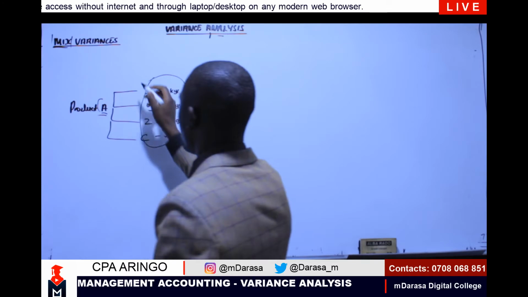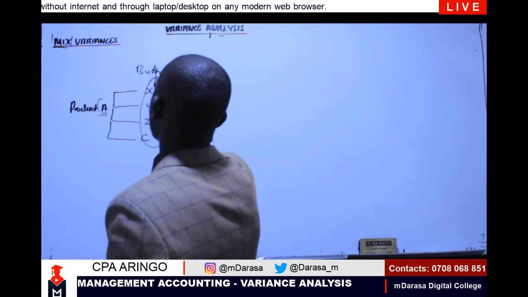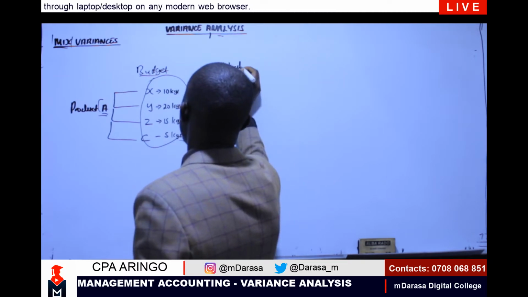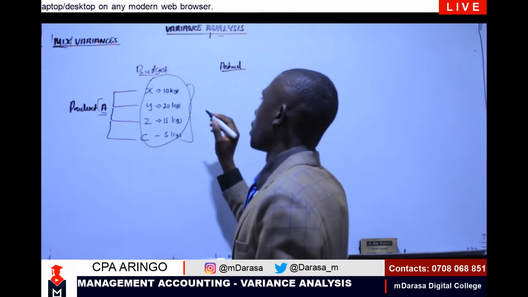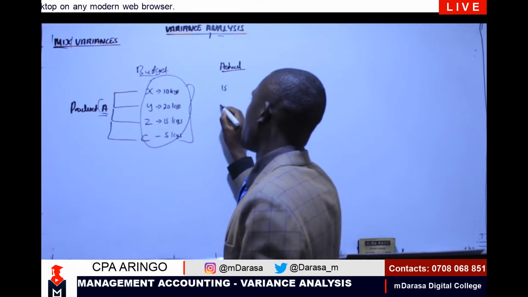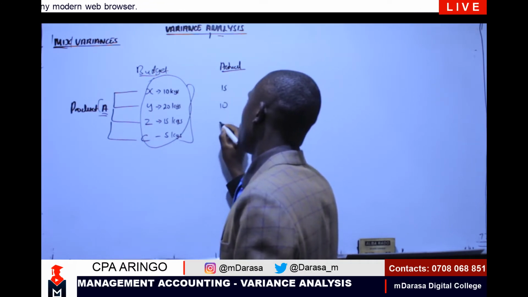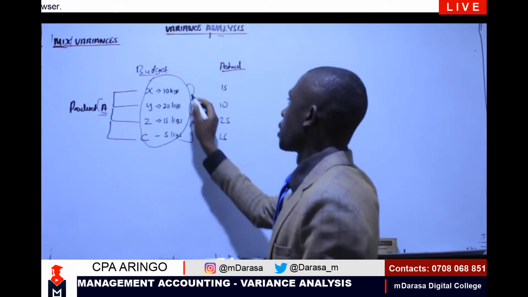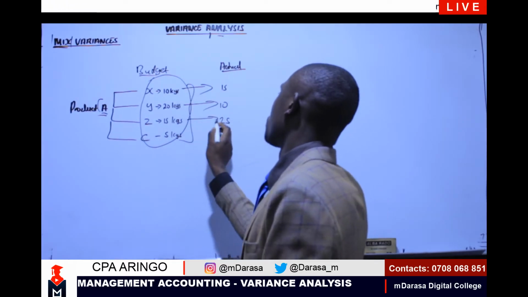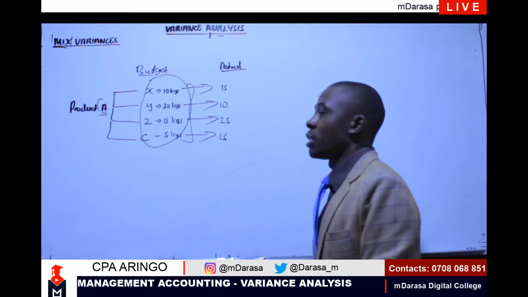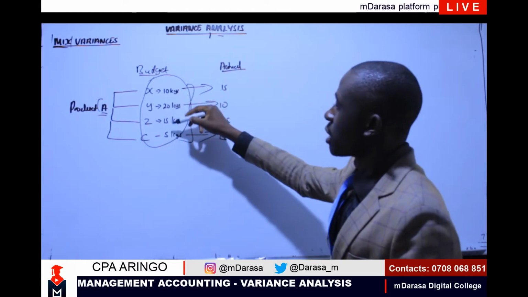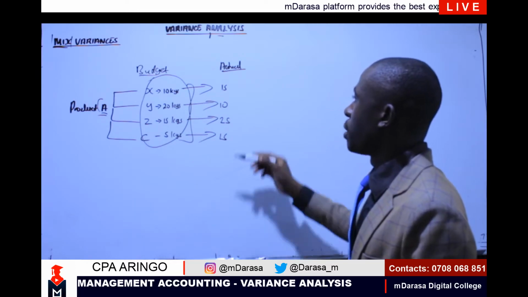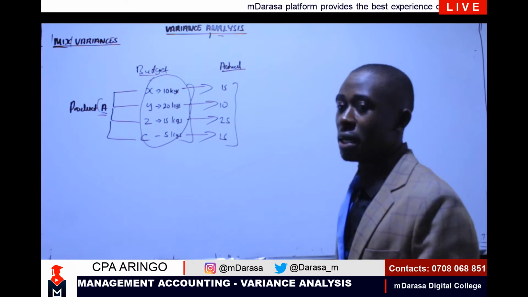Maybe this was your budget data. If you look at your actual data, maybe it will be different. Assuming I budgeted for X to be 10, maybe I'm having 15; for Y maybe 25; maybe 15 for the next. I had budgeted to use these kgs in our production, but we ended up using this mix.